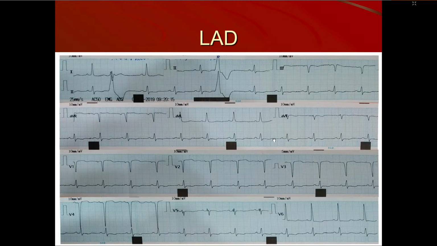Now see this ECG. Spend 2 minutes on this, please, and please comment in the live chat what the finding is.